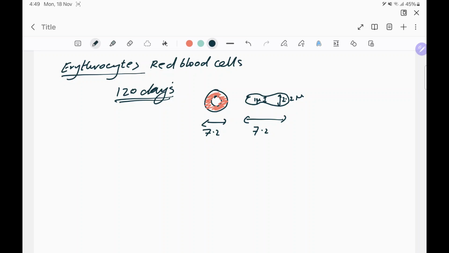We spoke about the normal RBC count, so I said that males have around 3.5 to 5.5 million RBCs per milliliter. Now females, they have a little lesser number of RBCs, 3 to 5 million per ml. Different labs have different reference ranges. Different departments where you work will have a few different reference ranges.